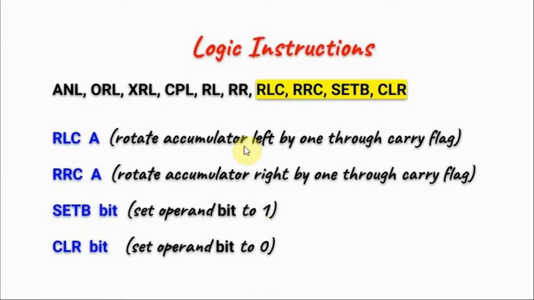The assembly code also uses logic instructions, and we'll start with rotate left through carry, which means rotate the content of the accumulator left by 1 through the carry flag. And rotate right through carry means rotate the accumulator content right by 1 through the carry flag.